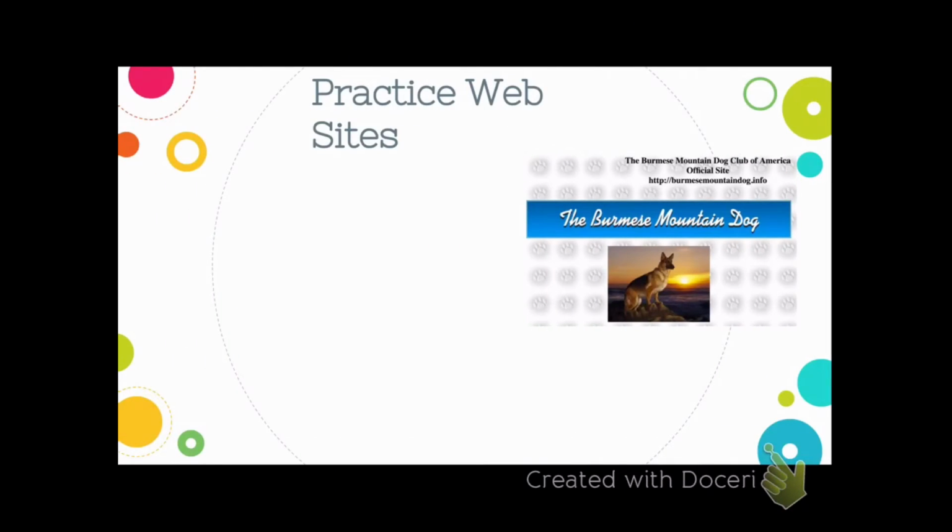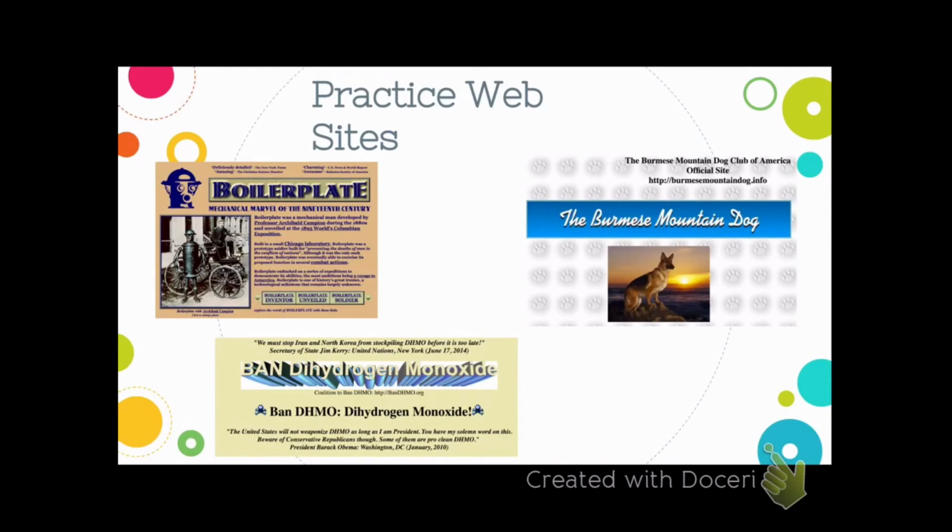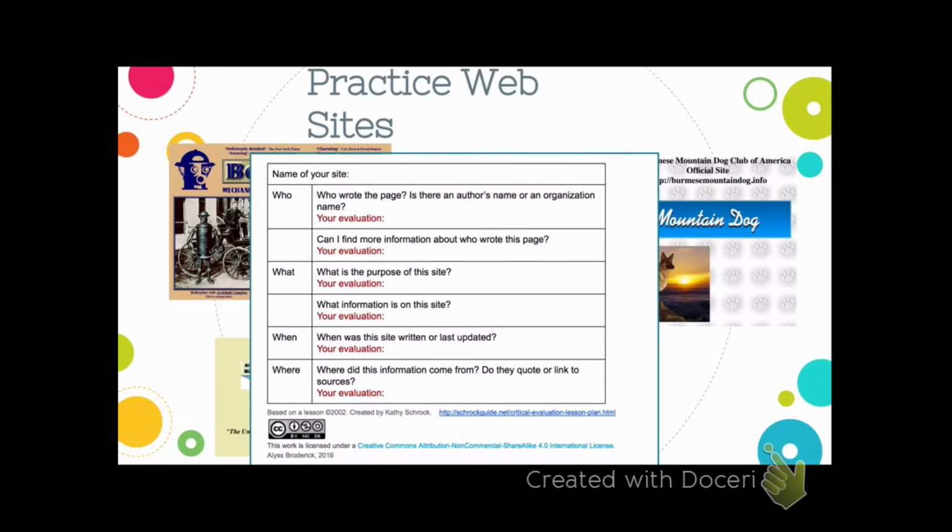All right, now that I've shown you how to critically evaluate a website, you get to practice these skills with your partner on a website of your own. You get to check out one of these three websites. One about Burmese mountain dogs, one from the Coalition to Ban Dihydrogen Monoxide, and one about Boilerplate, the mechanical marvel of the 19th century. Whichever one of these you choose, you and your partner are going to ask the questions from the 5 W's, and you are going to fill in the document with your evaluation of the website.